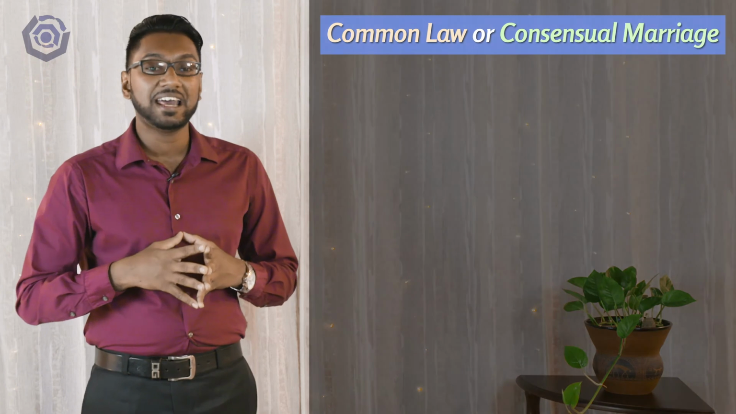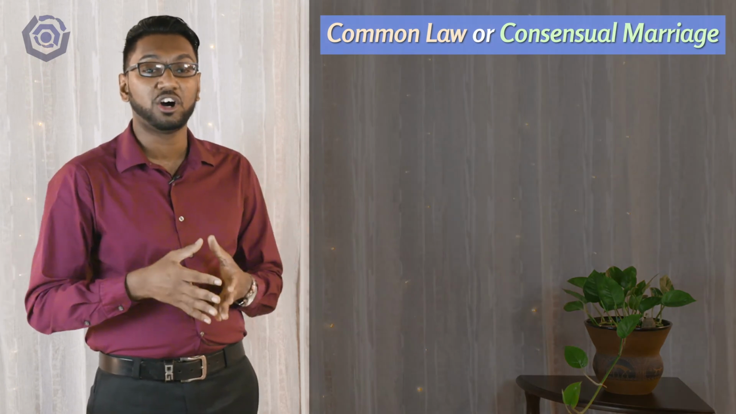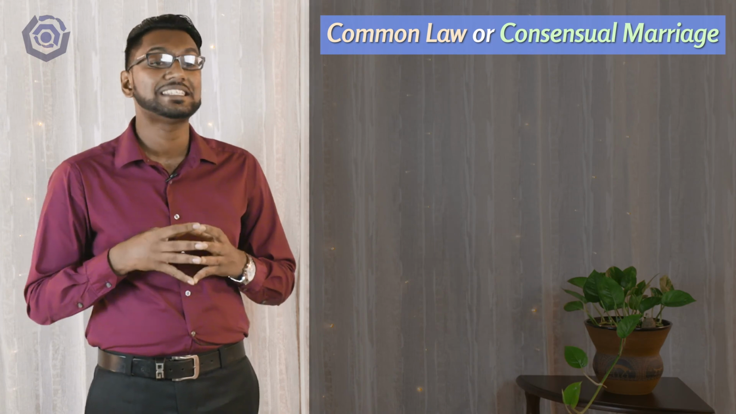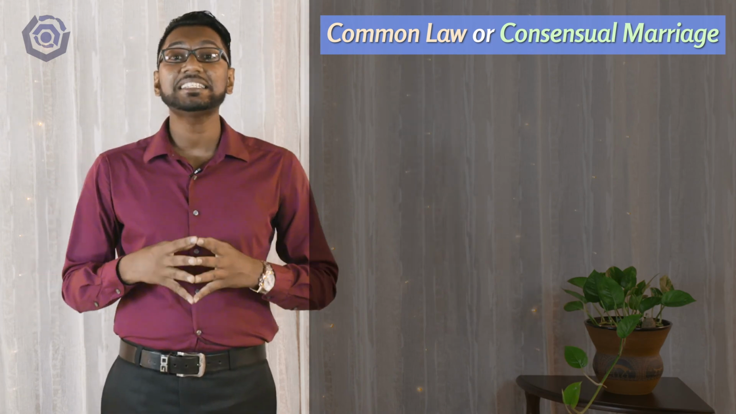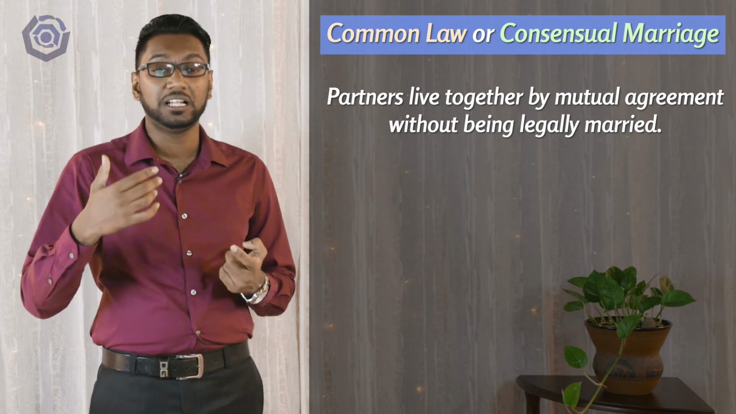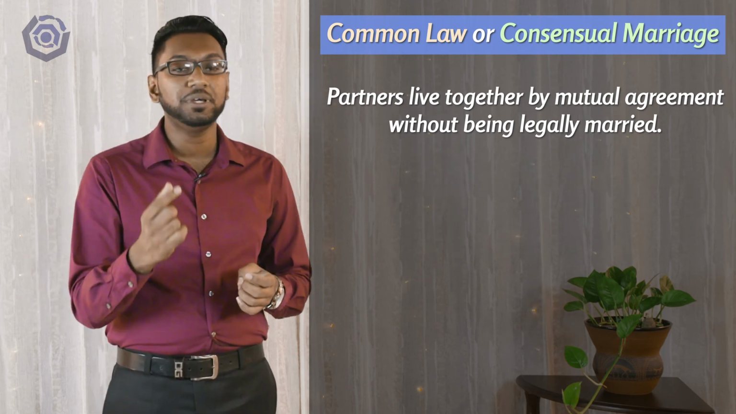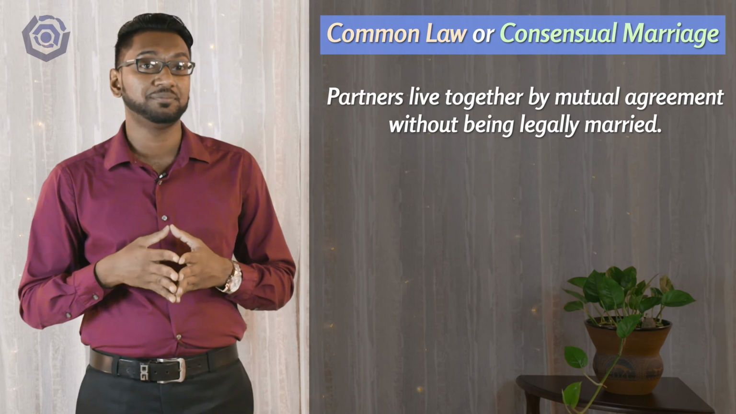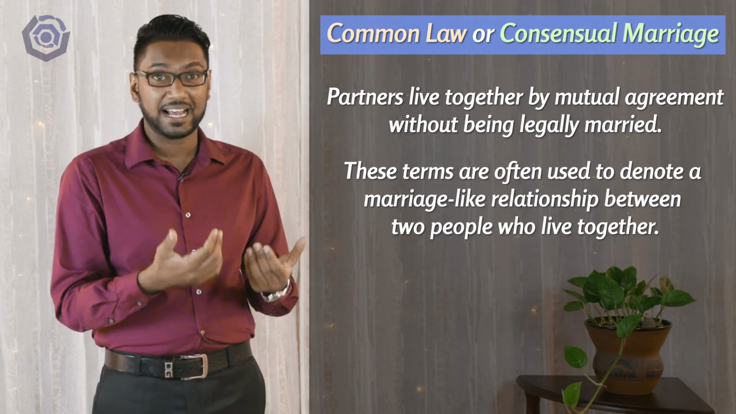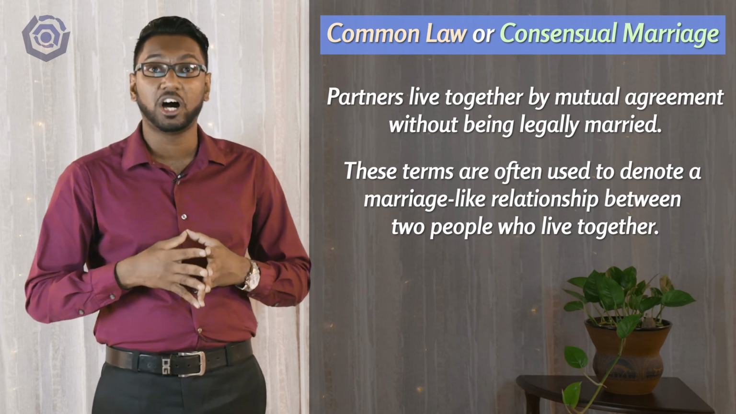And then our second type of union has to do with the common law or consensual marriage. In this type of union, partners live together by mutual agreement without being legally married. And in Guyana, we may say two persons are living home. That is an example of a common law union.